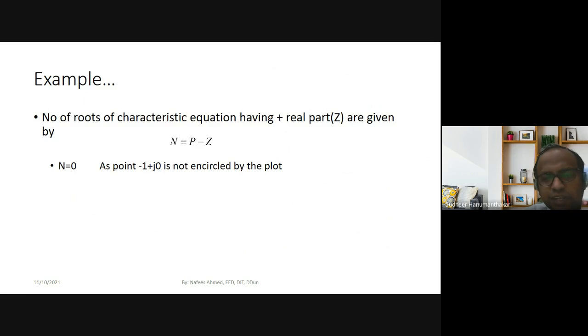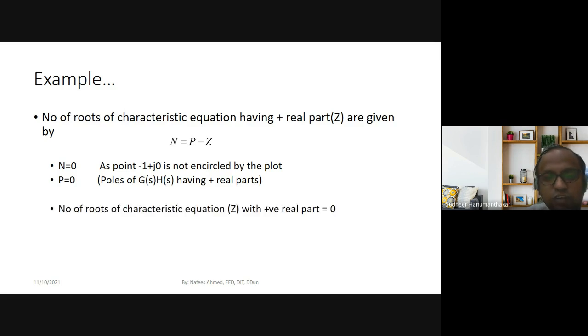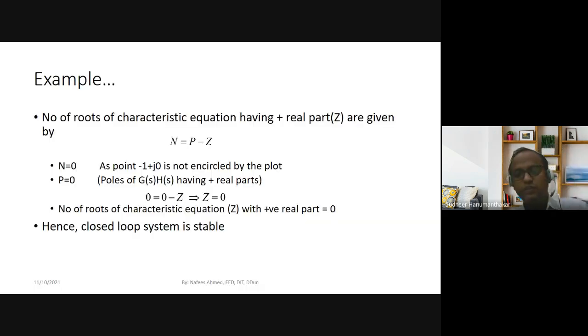So as minus 1 plus j0 is not encircled by the plot, and the poles of G(s)H(s) on the right half are 0, therefore the number of roots of the characteristic equation with positive real parts is 0. That also you can check. So the number of encirclements is 0 and the system is stable. Next class I will do 2 to 3 problems, or 1 or 2 problems, on the complete Nyquist plot, how to draw it. Thereby we can end the Nyquist plot. Then we can go to state variable analysis.